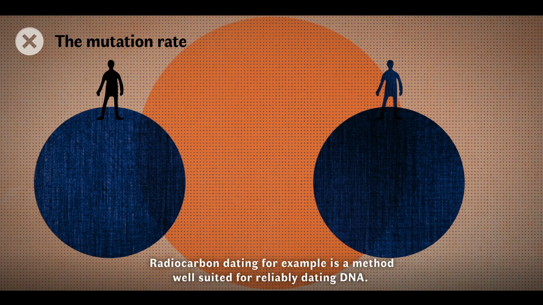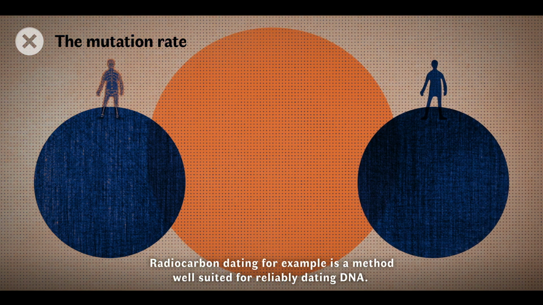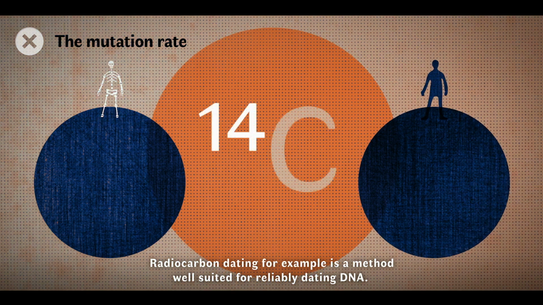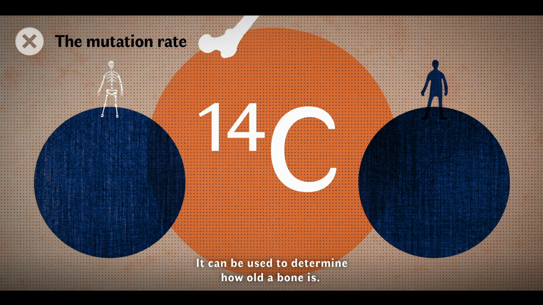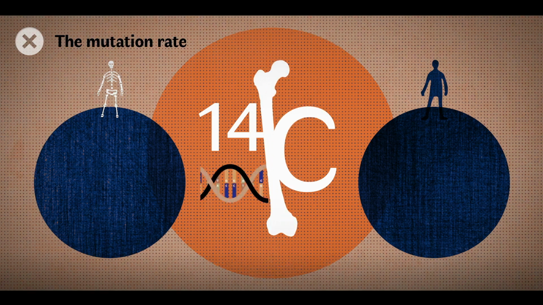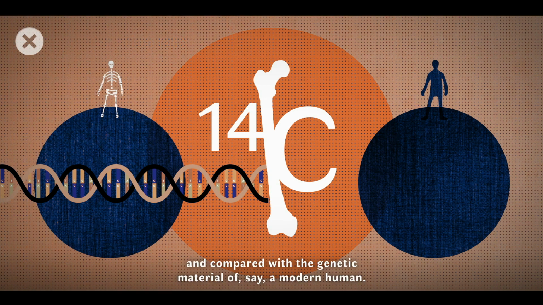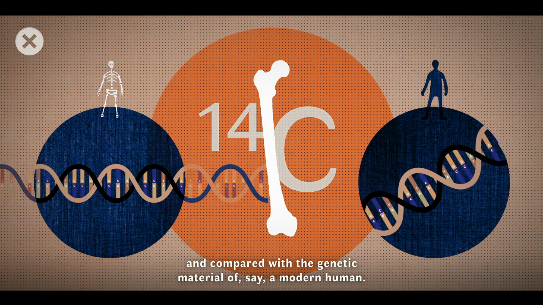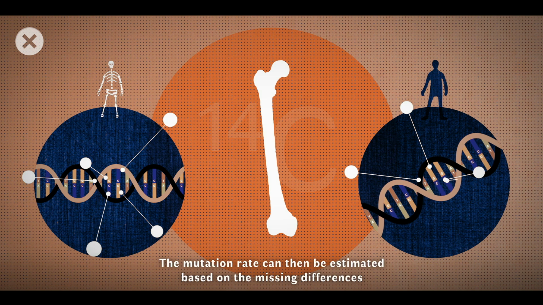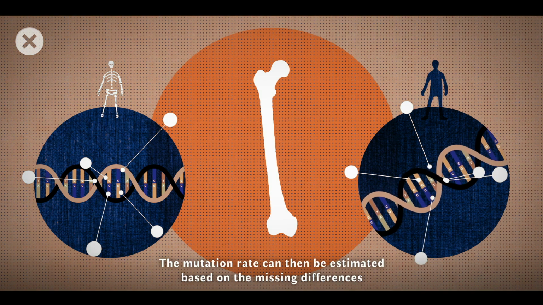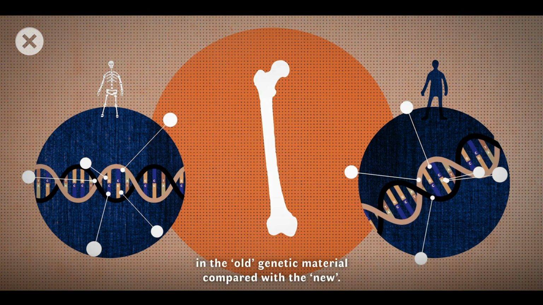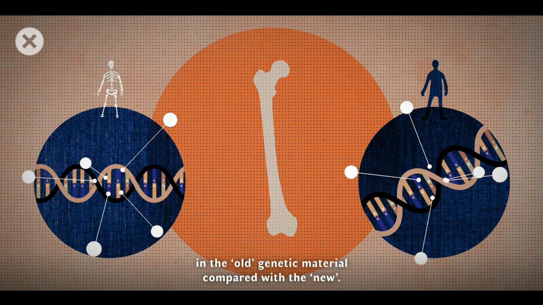Radiocarbon dating, for example, is a method well suited for reliably dating DNA. It can be used to determine how old a bone is. DNA is taken from the bone and compared with the genetic material of, say, a modern human. The mutation rate can then be estimated based on the missing differences in the old genetic material compared with the new.